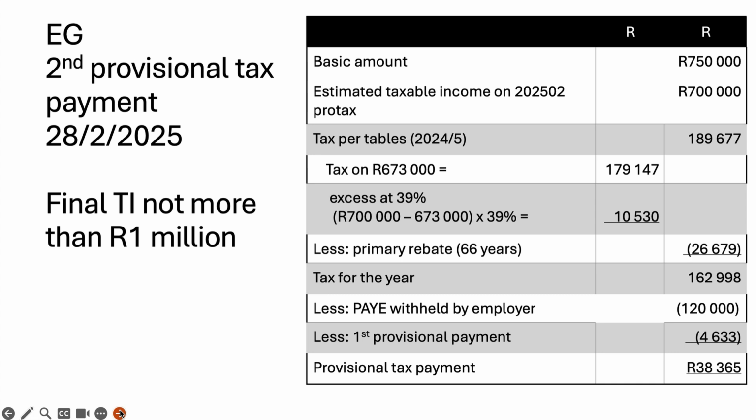If you've looked at my previous videos, some of these numbers will look familiar to you because I've drawn on the same numbers that we used in some of the previous examples. So let's say we have this taxpayer who had a basic amount, the last assessed taxable income of 750,000 Rand. But this person, when he put in his second estimate for his second provisional payment, he really thinks his business is not really doing so well.